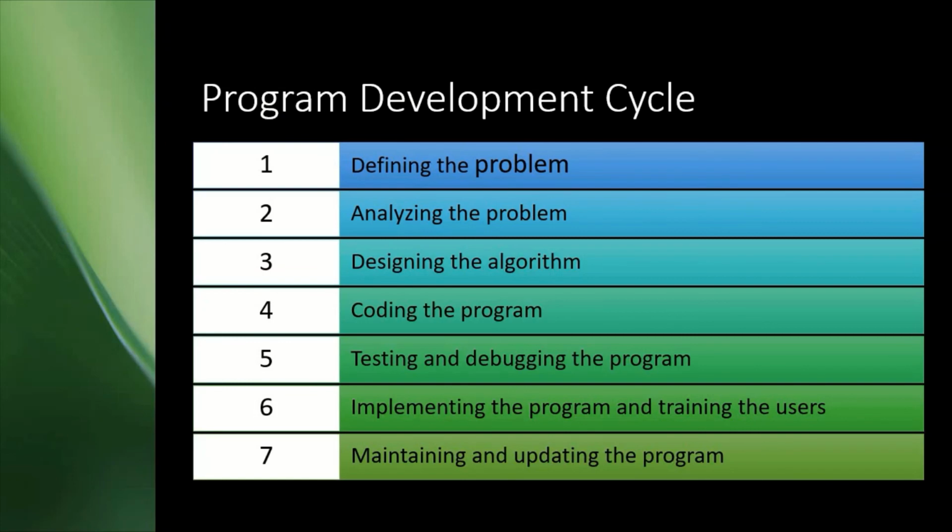Sometimes it may also happen that while testing the program, we come across some errors, and to rectify those errors, we need to change the design of the program. So this is how sometimes some of the steps can be executed more than once, and we need to go back to the previous steps. So this is how the program development cycle works.